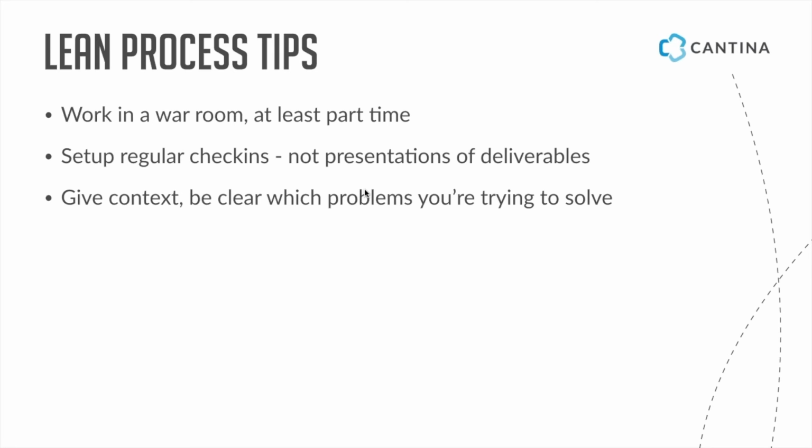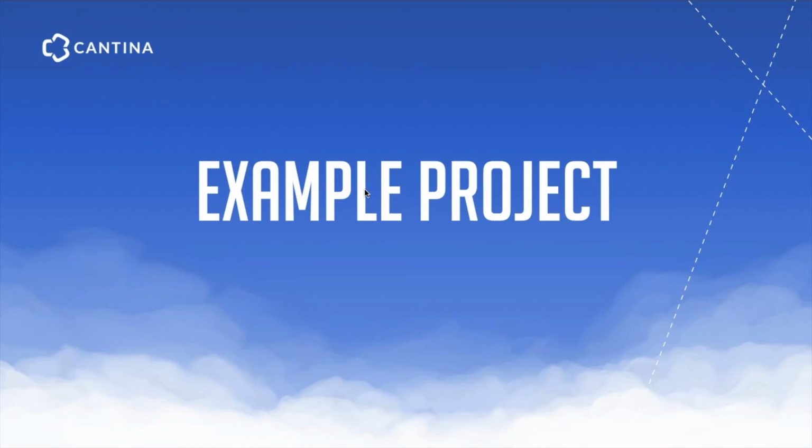All right, so we've covered a lot of ground at this point. And in addition to the previous process tips, I thought it would be good to look at an example from the real world of something that we've done at Cantina using this Design IO framework and the principles of atomic design and Lean UX.